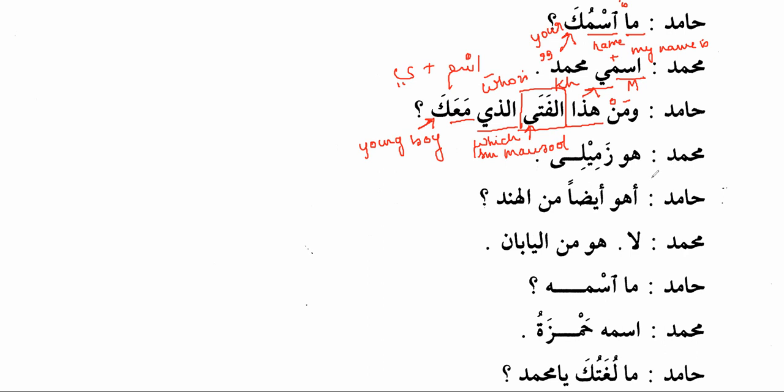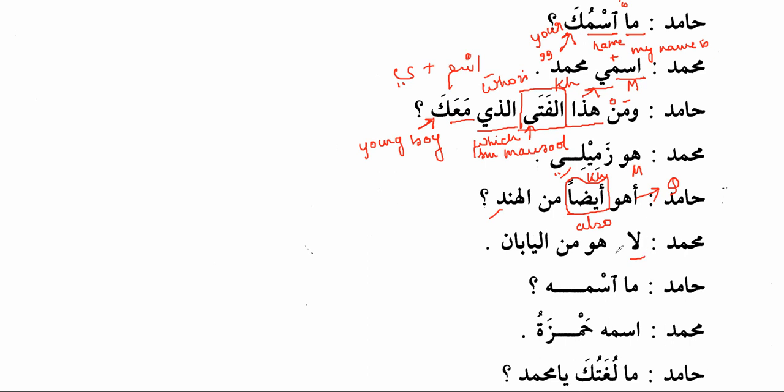Muhammad says, huwa zamili, mubtada khabar. Now this is with the ya mutakallim. Huwa zamili means he is my friend. Hamid says, ahuwa, interrogative questioning. Ahuwa aidan. Aidan is mabni. The structure is mabni. It means also. Is he also min al Hind? Hamid is asking, is he also from India? So Muhammad says la. Now this time the answer is in negation.